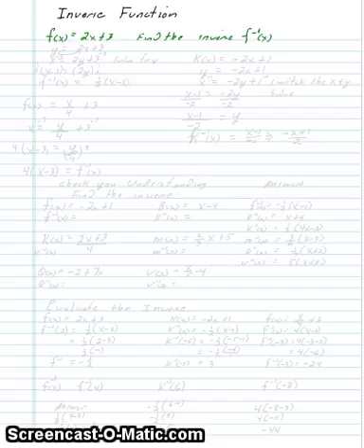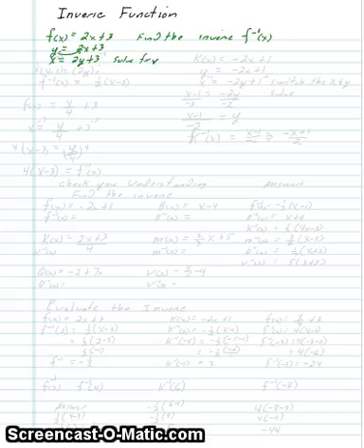So to do that, f of x, we let that be y. We have 2x plus 3. Then we're just going to switch the x and the y. x equals 2y plus 3. Then we solve for y.